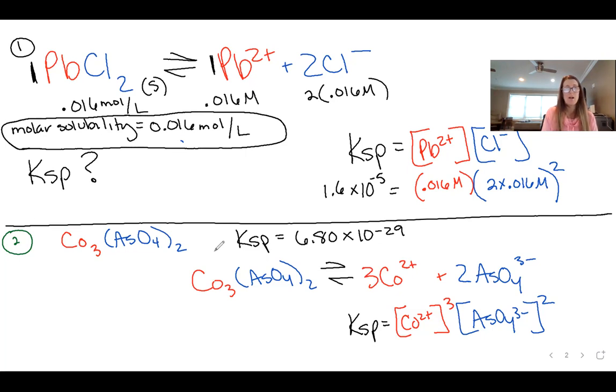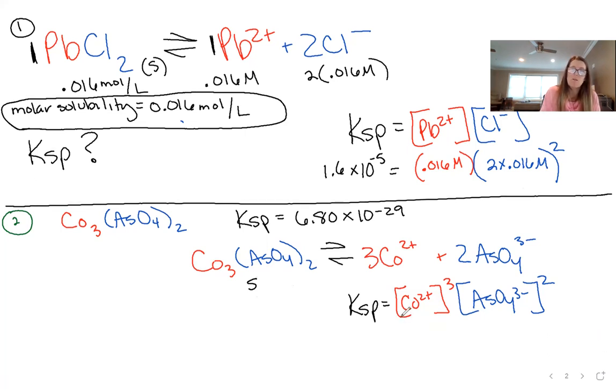Scenario 2, they want to know what is the molar solubility? How many of these dissolve? And what they'll give you in this case is the KSP. So in this scenario, we know the KSP expression because we can write that. What we don't know is the solubility. So what I do know is that cobalt's concentration is going to be 3 times whatever the solubility is, because for every one of these that dissolves, I will get 3 of these.